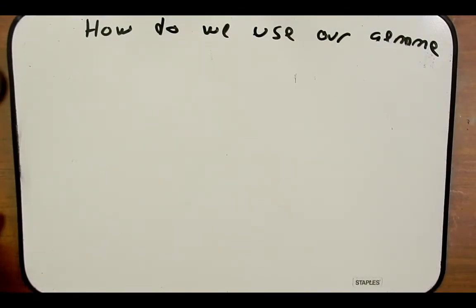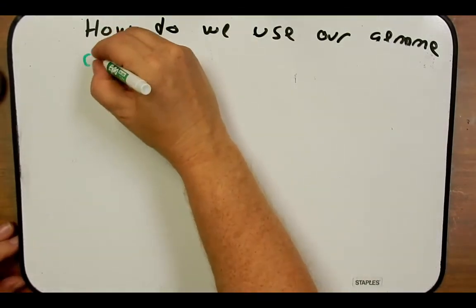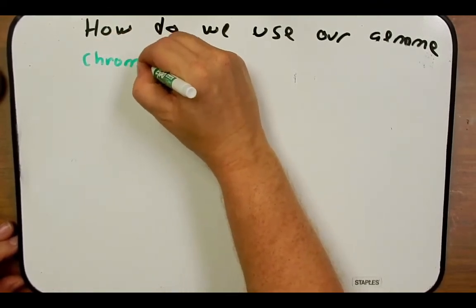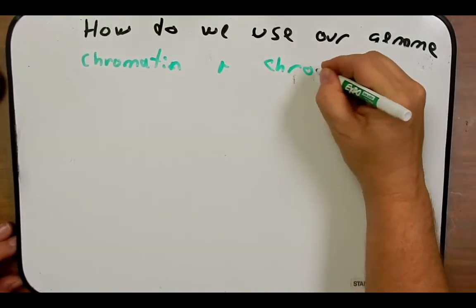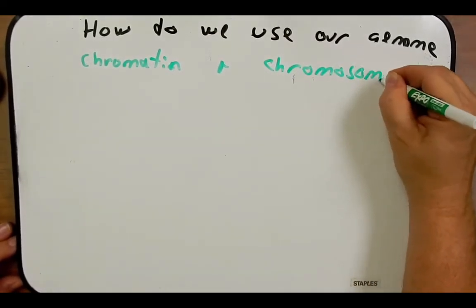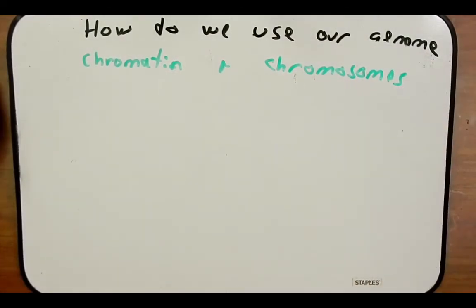Now as we move forward, I want to compare just real quickly the difference between chromatin and chromosomes. They often get used interchangeably, but they are different. But they're similar enough that I can see how they get used interchangeably.